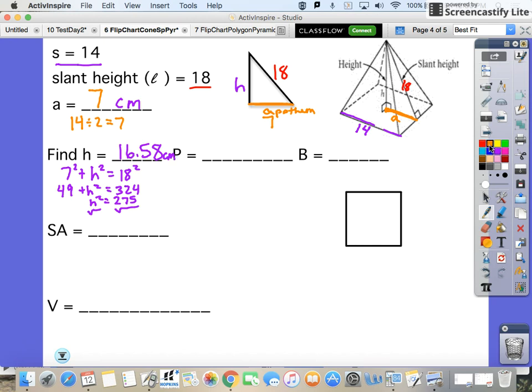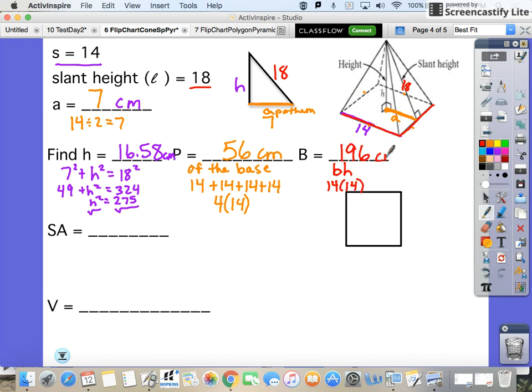Perimeter means the perimeter of the base. So if we know that one side is 14, we can do plus 14 plus 14 plus 14 because there are 1, 2, 3, 4 sides, or you could do 4 times 14, which is 56 centimeters. Then the area of the base, what we do there is we take base times height, or 14 times 14, which is 196 centimeters squared because it's area.